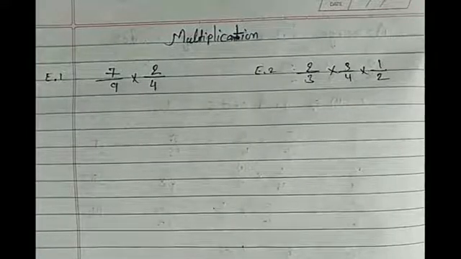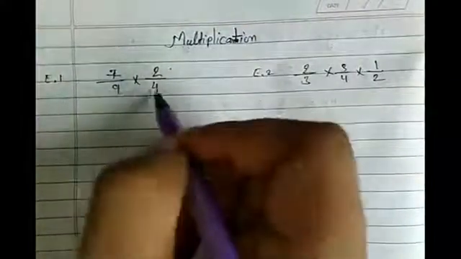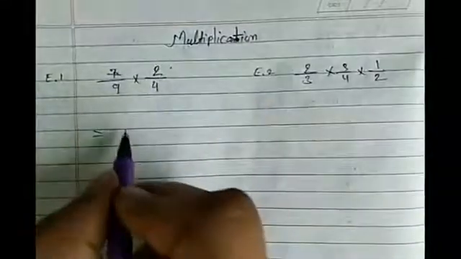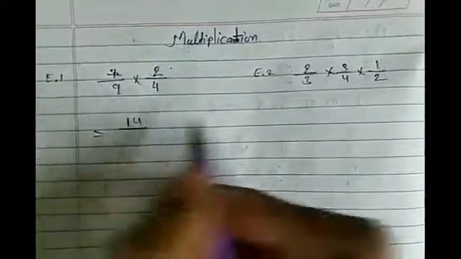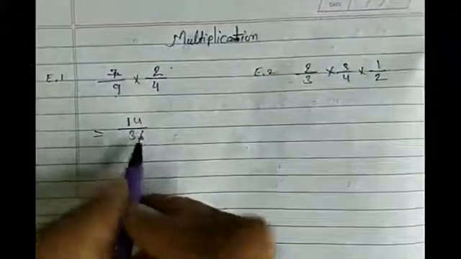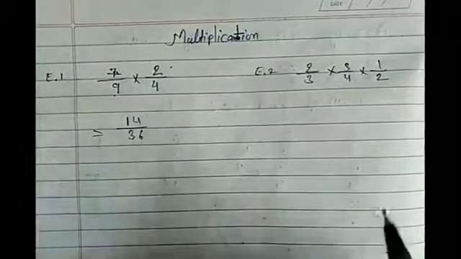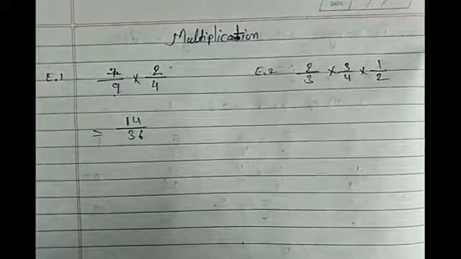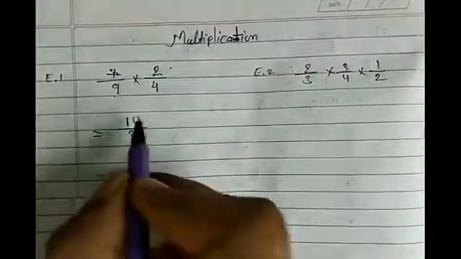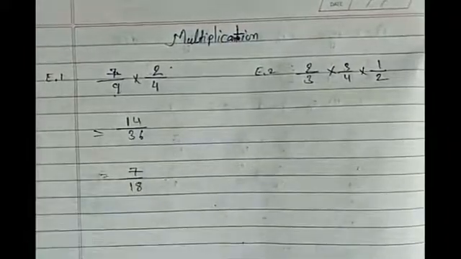We just have to multiply numerator with numerator and denominator with denominator. So what we get, 7 twos are 14, 9 fours are 36. Our answer is 14 upon 36. If it is asked to convert it to the simplest form, you just cut short both numbers, so we get 7 upon 18.